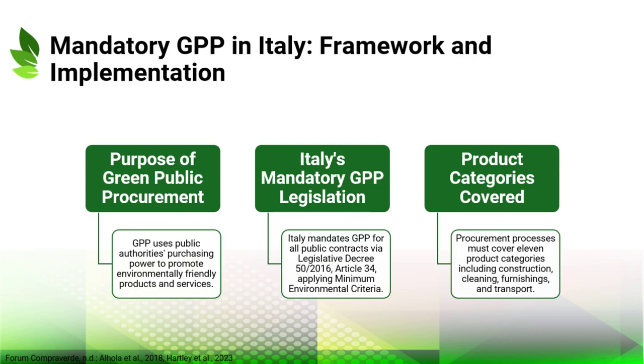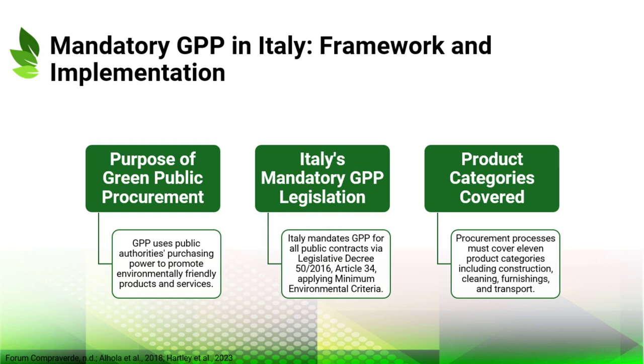Green public procurement, GPP, is a strategic tool that leverages the purchasing power of public authorities to promote environmentally friendly products and services. Italy's mandatory GPP framework, established by Legislative Decree 50/2016, requires all public contracts to apply minimum environmental criteria, CAM, across 11 product categories, including construction, cleaning, furnishings, and transport.